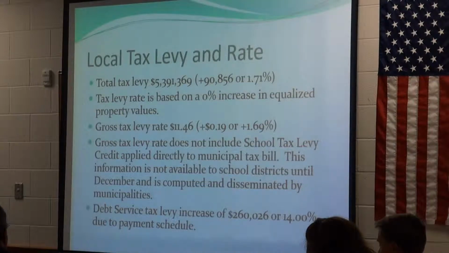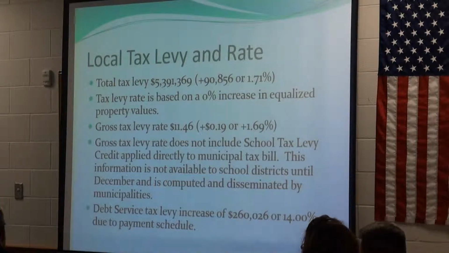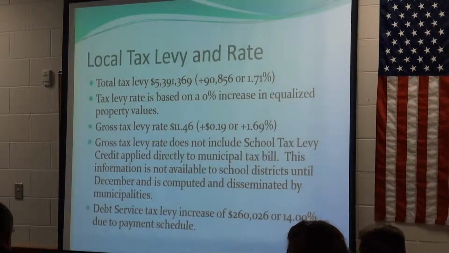The total tax levy being presented is $5,391,369. This is a 1.71% increase over last year. The tax levy rate is based on a 0% increase in our property values. The trend has been to go down, so we're optimistic with a 0. The gross tax levy rate is $11.46 per thousand. This is a 1.69% increase from last year.